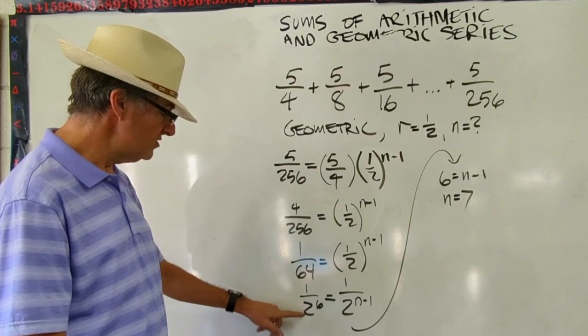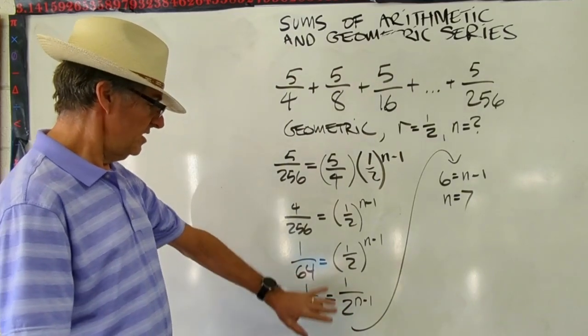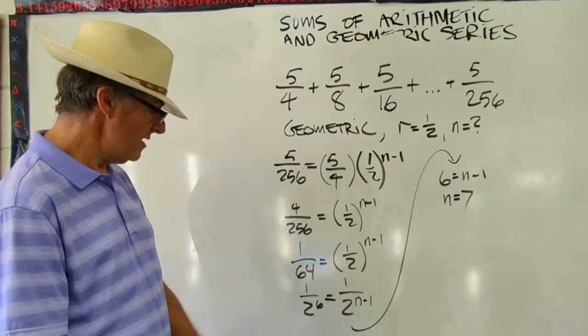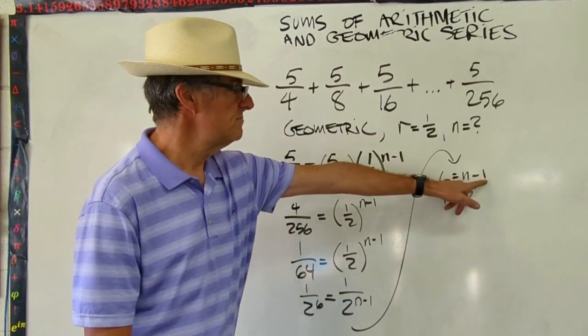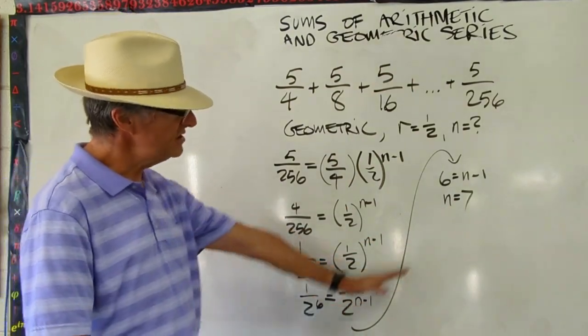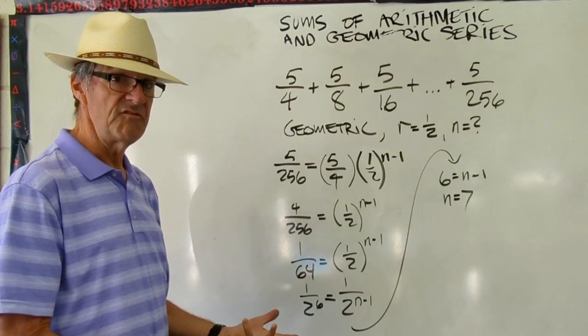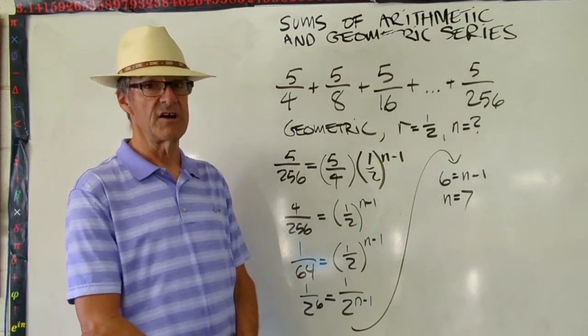So now I have 1 over 2 to the 6th equals 1 over 2 to the n minus 1. So now I can simplify this down quite a bit by just saying 6 equals n minus 1, which gives me 7 for my n. So this is basically just doing algebra with exponential functions. If you need some help with that, I do have other videos that talk about how to do this.